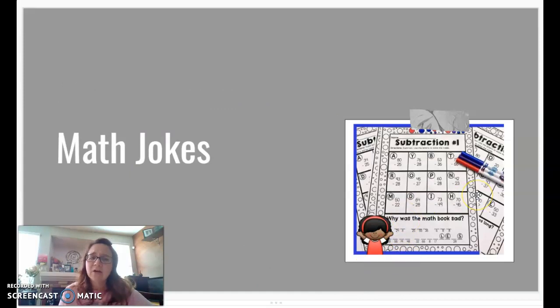For our final activity, we did a math jokes page. I saw these and I thought that's just such a fun, quick way to test their progress and make sure that they get the right answer, or find out why the math book was there.